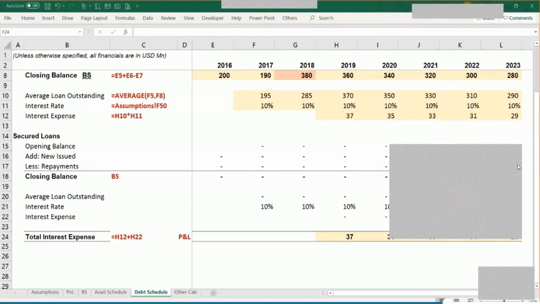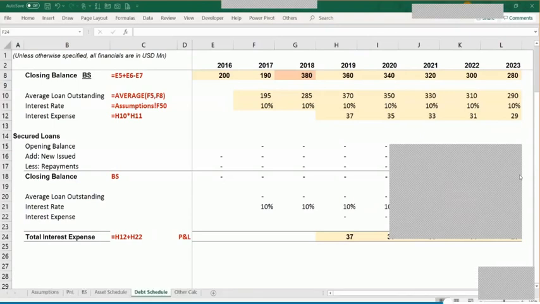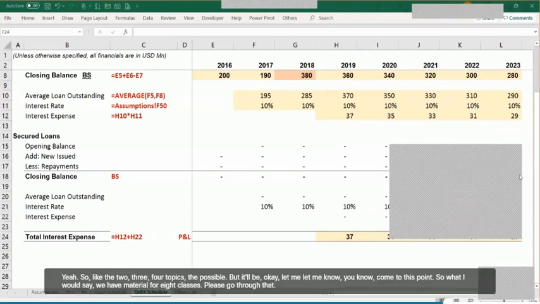So you've already got the material for the 8 classes that we have as part of this course. Apart from those 8 sessions, if there is anything else that you feel is important, which you would like to understand from financial analysis viewpoints, like 3-4 topics if possible, it will be useful.